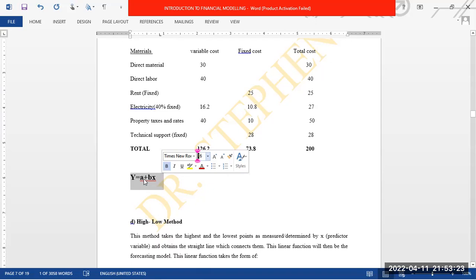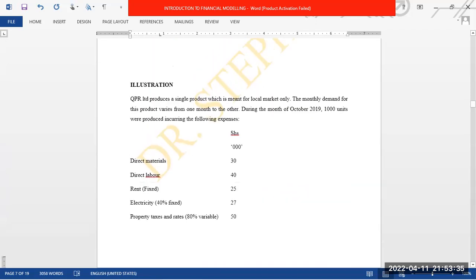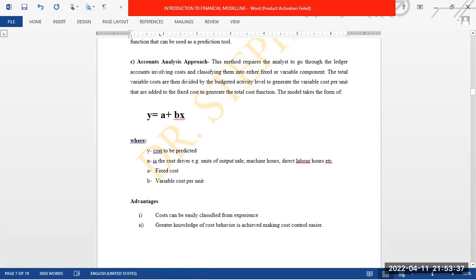And you know very well y is the total cost function. A is the fixed cost. B is the variable cost, then x is the independent variable. So from the formula, even here above, you can see in an account analysis approach it should be in this equation, where y is the cost to be predicted, x is the cost driver, the units of output.